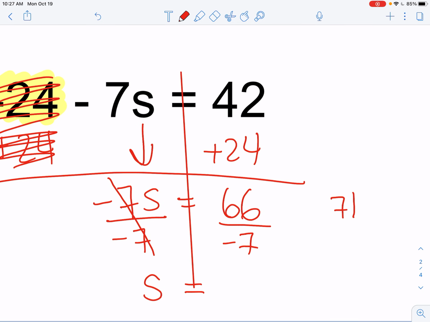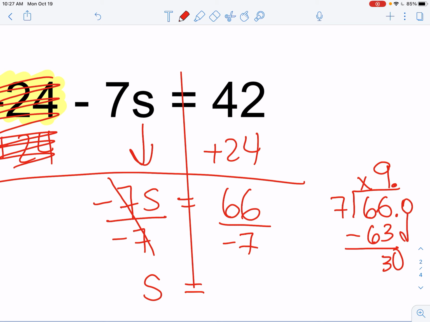If you were to put this in decimal form, you would have to divide it out, and that becomes a nice little decimal. And I would just round to the nearest tenths, so it would be 9.4.